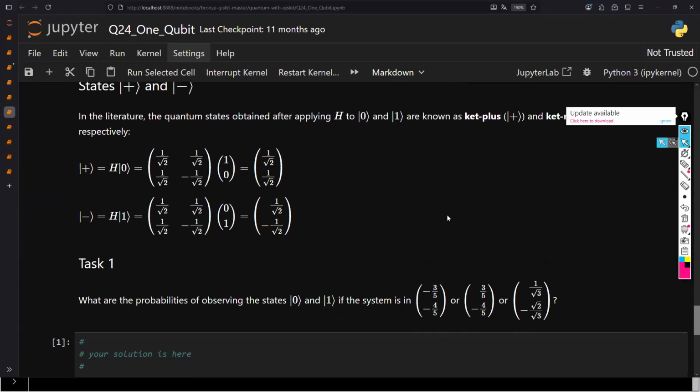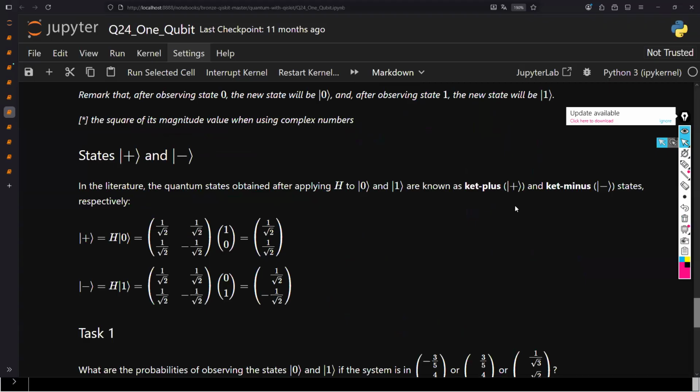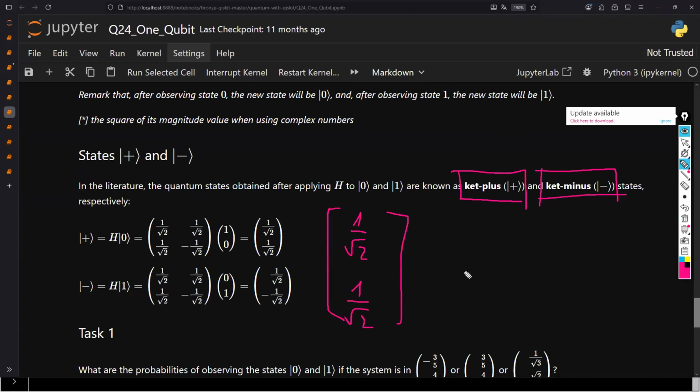And these states are pretty special in quantum computing, so they have their own representations and encodings. The one that has all positive entries, 1 over square root of 2, 1 over square root of 2, is called a ket plus. It is represented in ket notation with the plus inside.